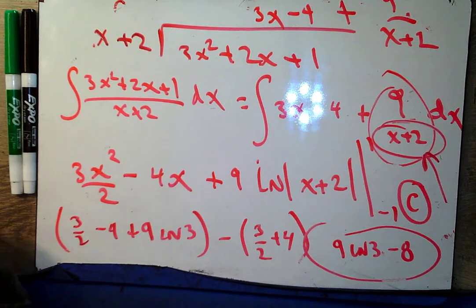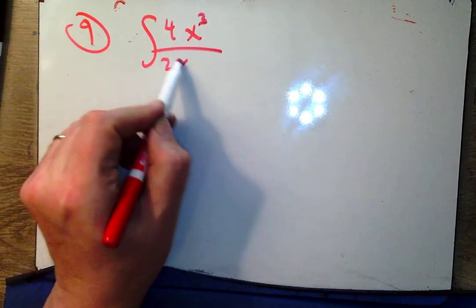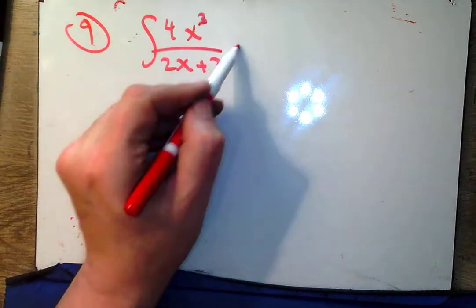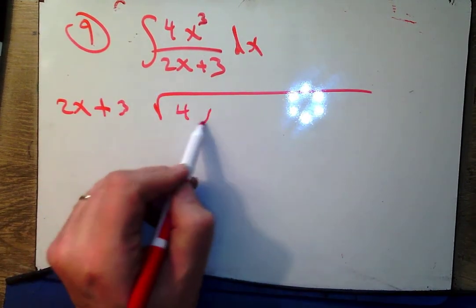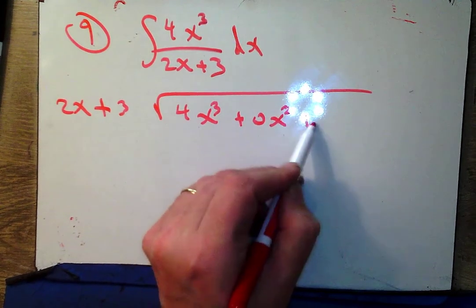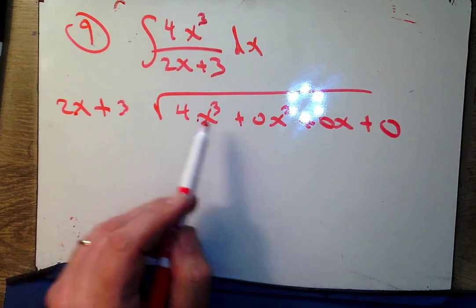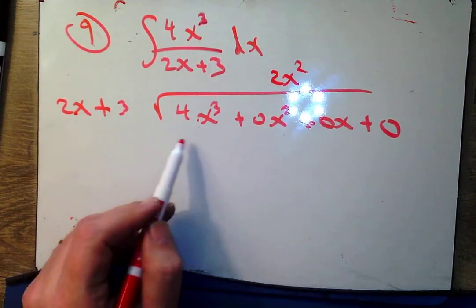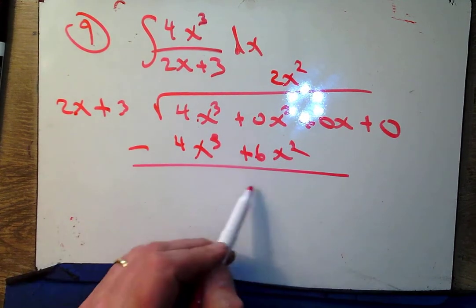Okay, that was problem 8. Let's take a look at problem 9. Is that it? Yeah. Problem 9. We have the integral of 4x to the third over 2x plus 3. Now, that's a long division if ever I've seen one. 2x plus 3 into 4x to the third plus 0x squared plus 0x plus 0. What do I multiply this by to turn it into that? Well, I need a 2x squared there. 4x to the third plus 6x squared, and subtract.